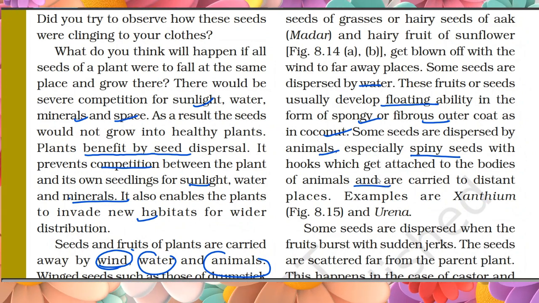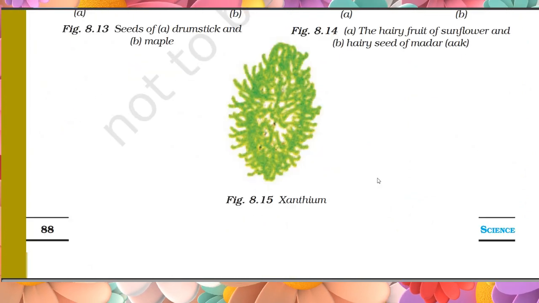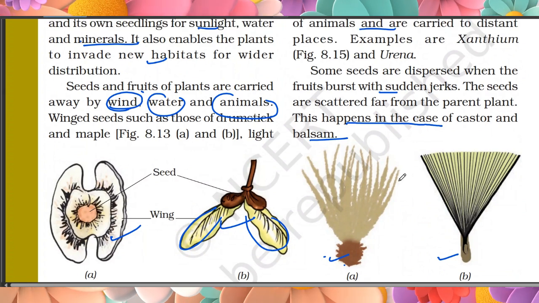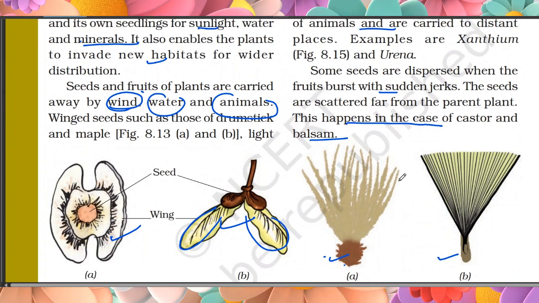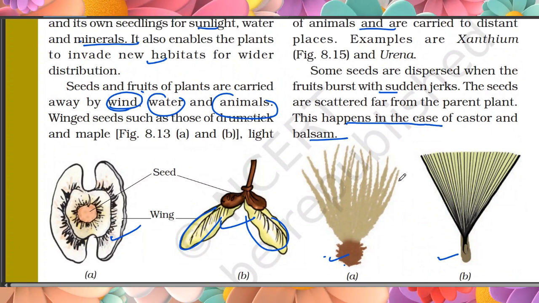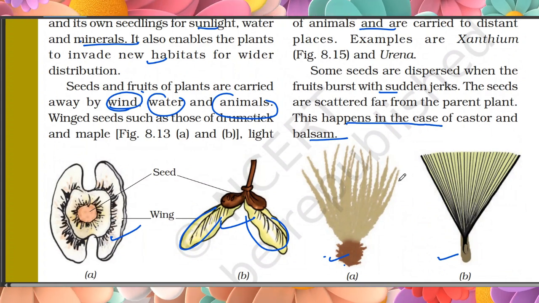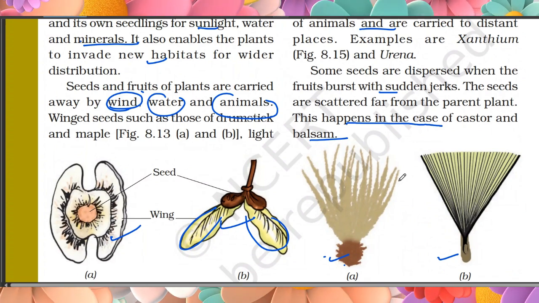For example, xanthium and urena, you can see here. This is xanthium. Okay, and some seeds are dispersed by means of sudden jerks, like castor and balsam. These are the examples where the seeds are scattered everywhere by means of sudden jerks.